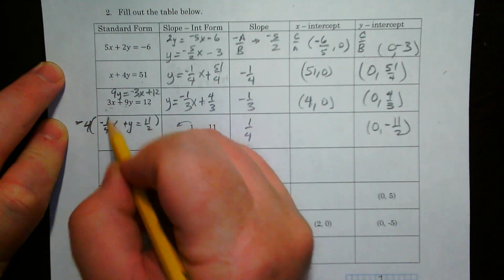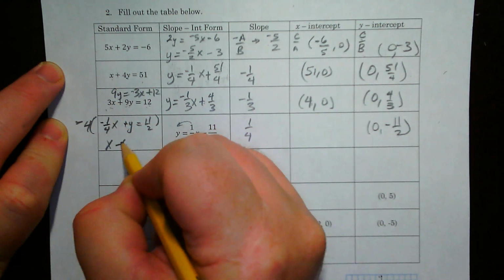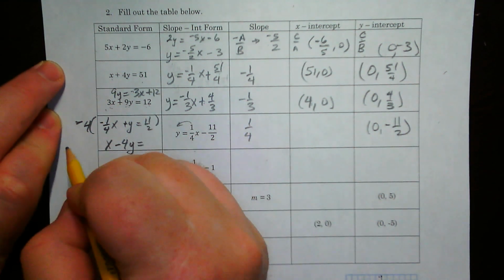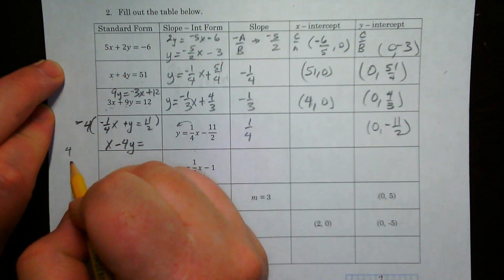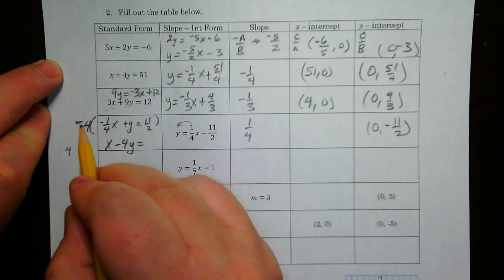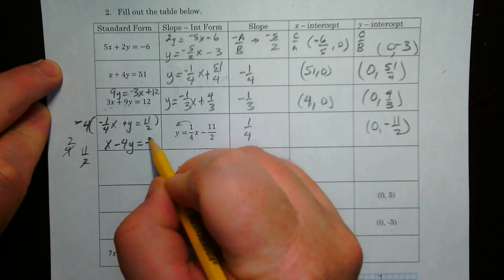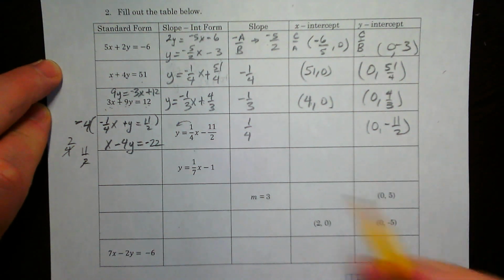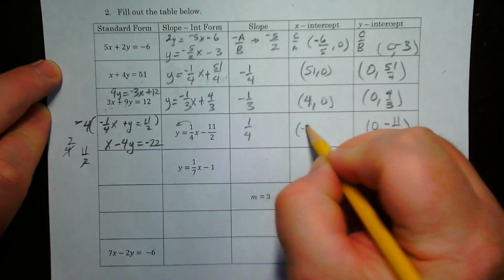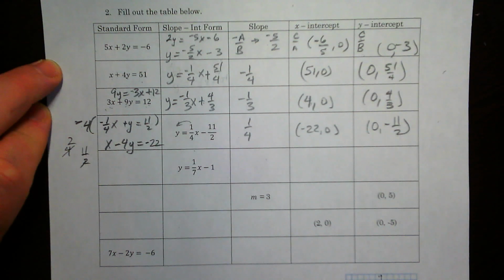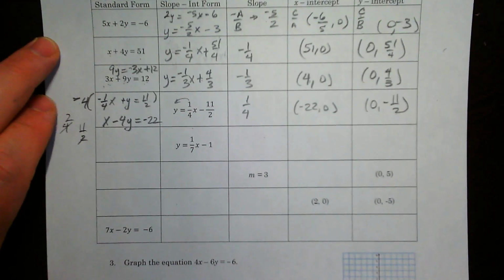Right? So we're going to get x minus 4y. Now look, 4 times 11 over 12. First of all, negative times positive is negative, so no problem there. It's 22. All right? So then our x-intercept is negative 22, 0. There we go.